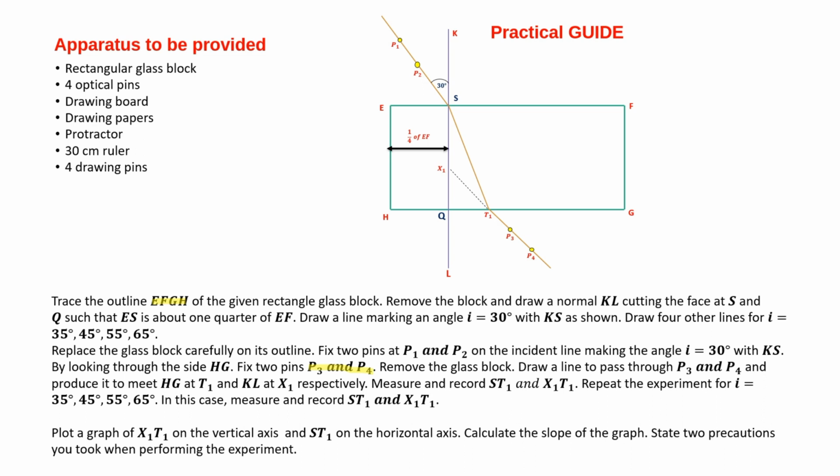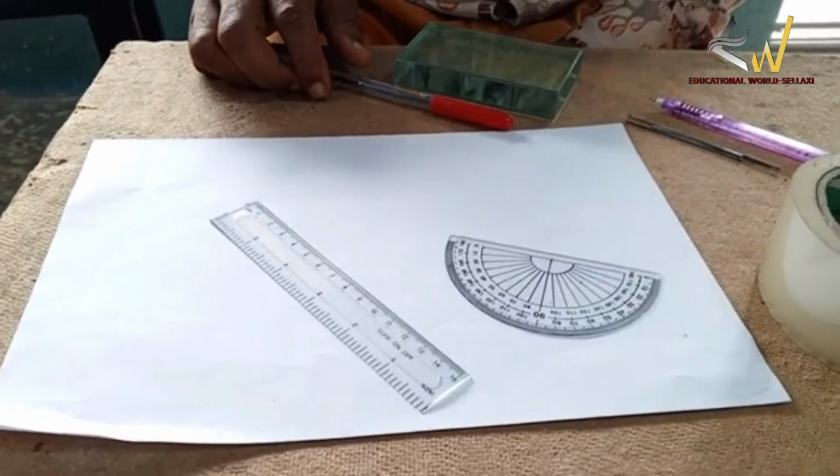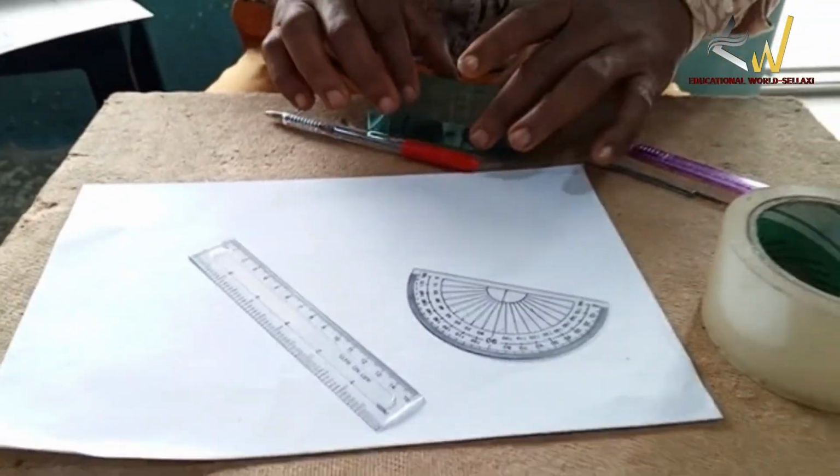Measure and record ST1 and X1T1. Repeat the experiment for other values of incidence 35, 45, 55, 65. In this case, measure and record ST1 and X1T1. Plot the graph of X1T1 on the vertical axis and ST1 on the horizontal and calculate the slope of the graph. These are the set of apparatus for this experiment.